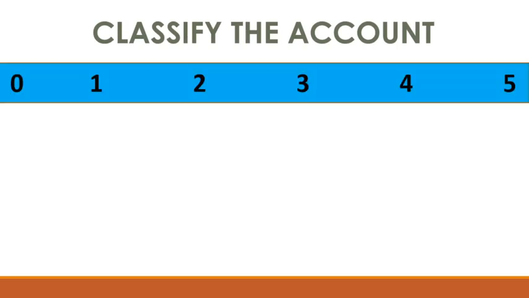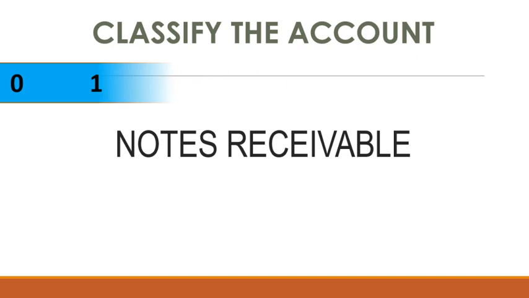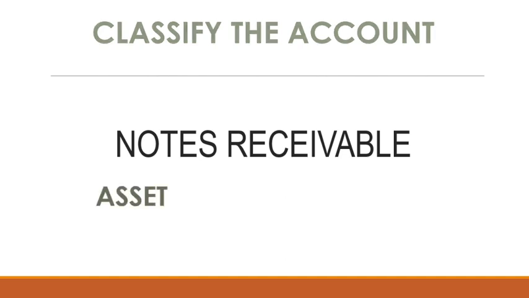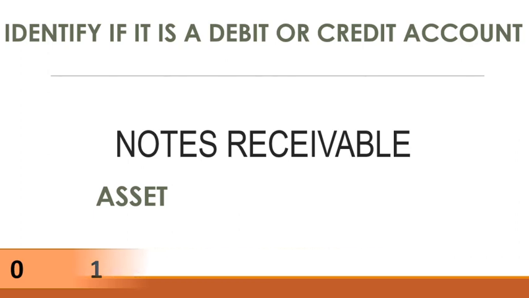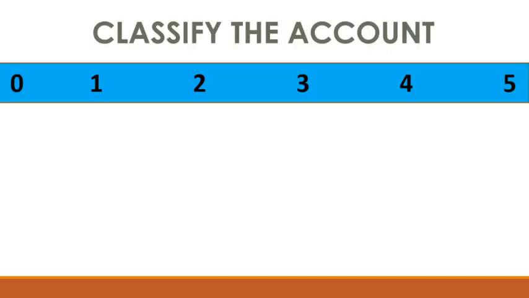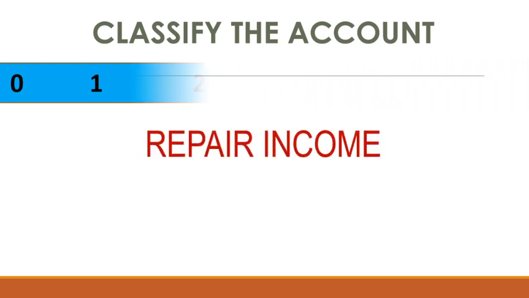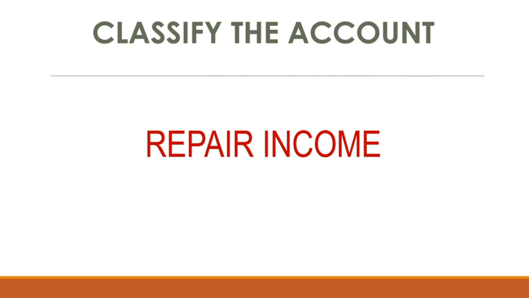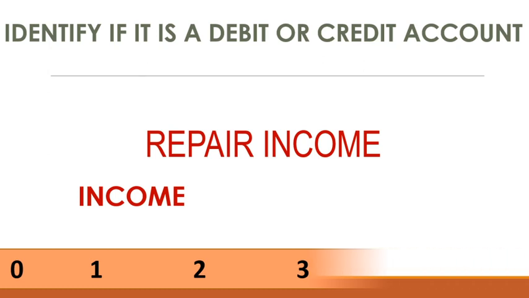5 seconds to classify this account. Ang notes receivable is considered as asset, debit, or credit. It is debit account. Okay, next one. 5 seconds to classify this one. Prepare income from the term itself. It is an income, debit, or credit account.